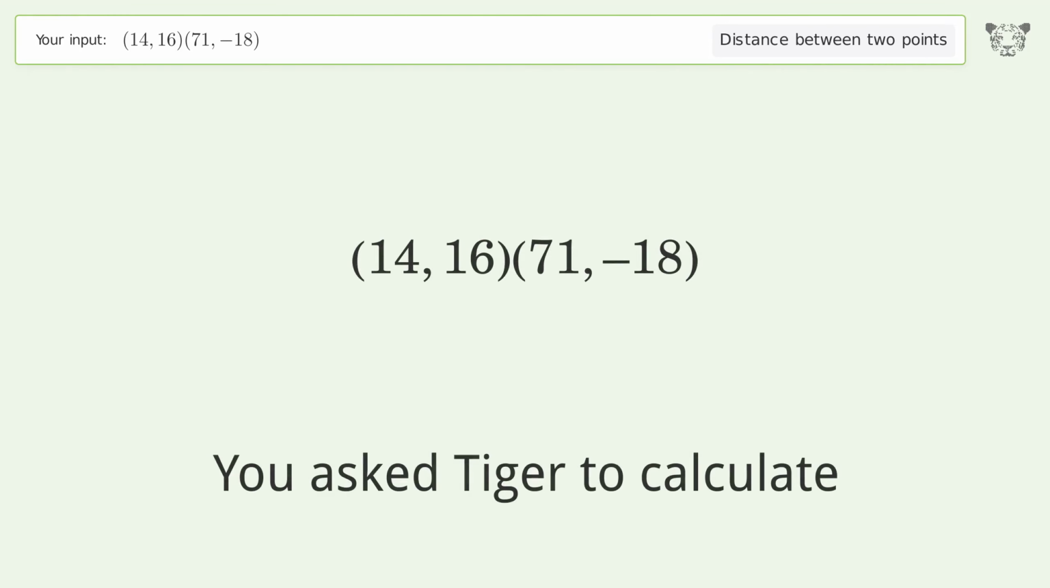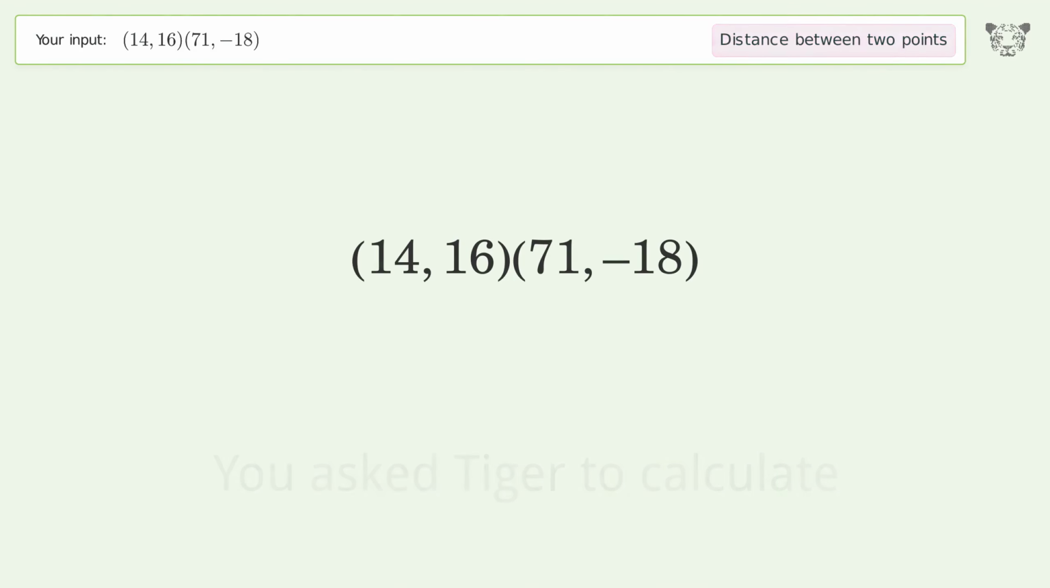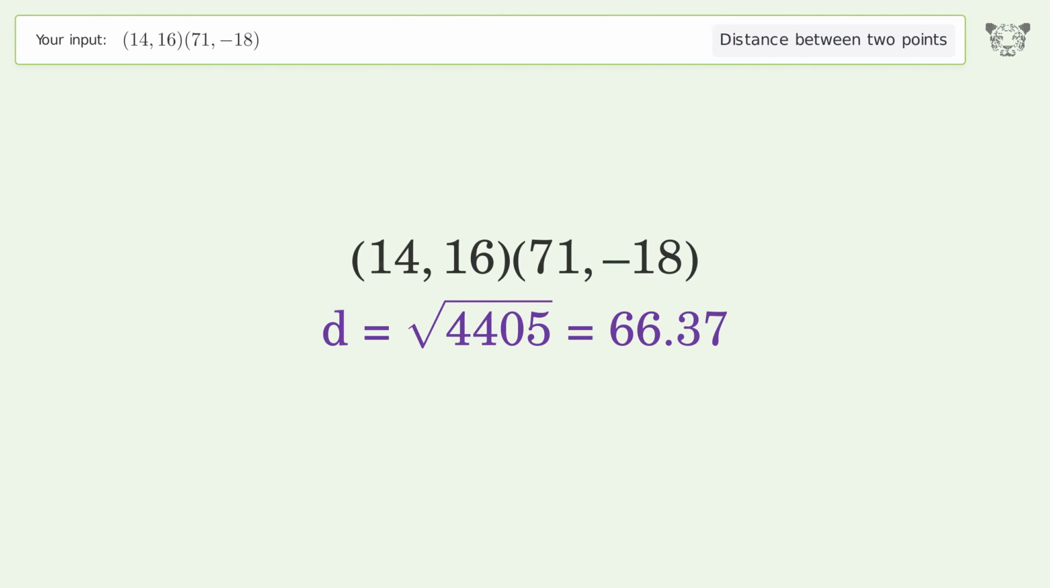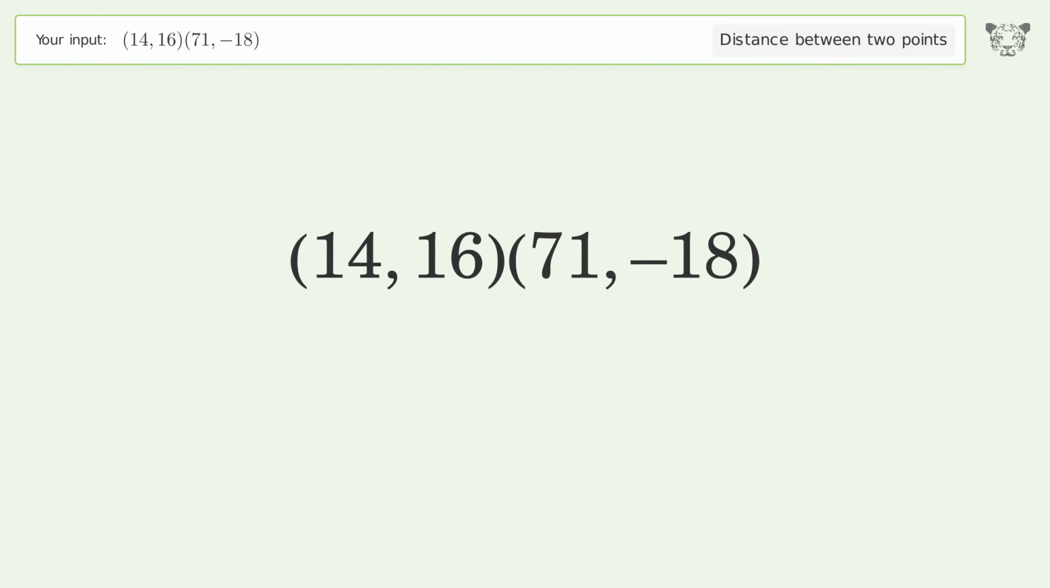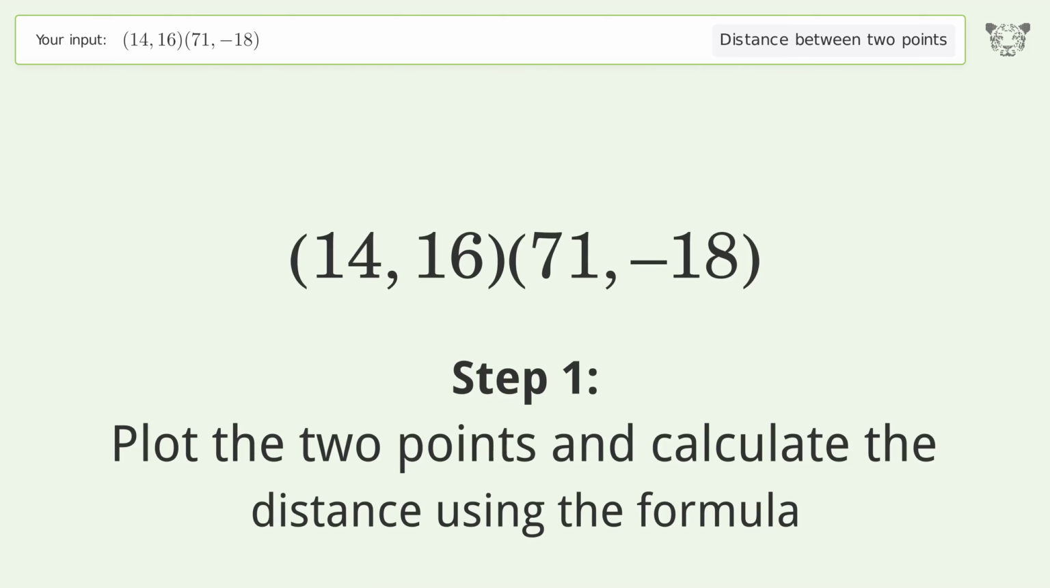You ask Tiger to calculate. This deals with the distance between 2 points. The distance between the 2 points is the square root of 4,405, or 66.37. Let's solve it step by step. Plot the 2 points and calculate the distance using the formula.